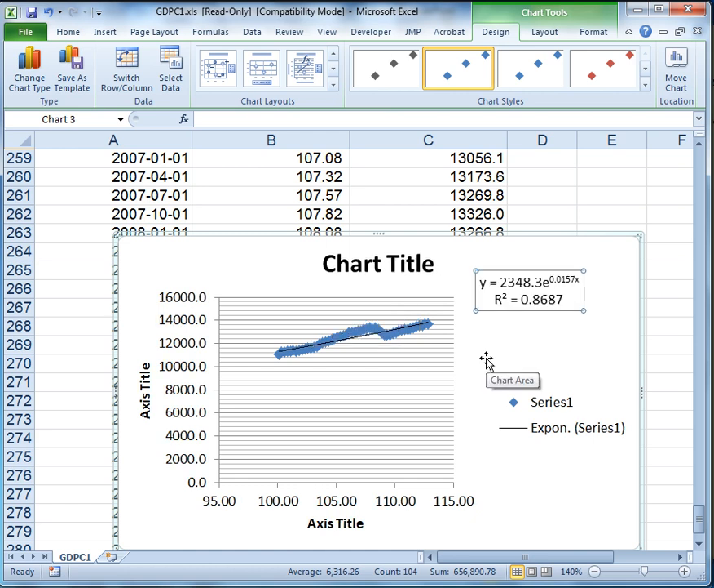When I do that, we have Y, which is real GDP, is equal to a big number, 2,348, times e to the 0.0157. That 0.0157 is the historical growth rate in real GDP over the last 10 years. And that's probably a pretty good estimate of what the growth rate in GDP is going to be over the next 5 or 10 or 20 years. It's historically been, at least in the last 10 or 20 years, numbers pretty close to that. So that's a good estimate of what future growth rate might be.